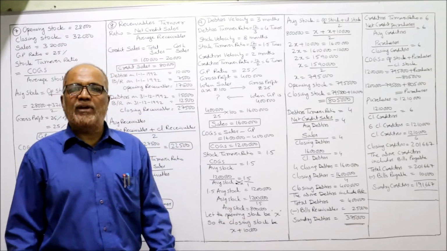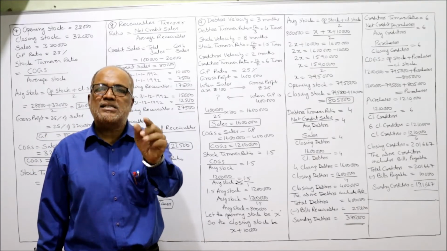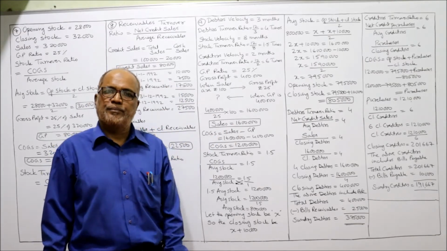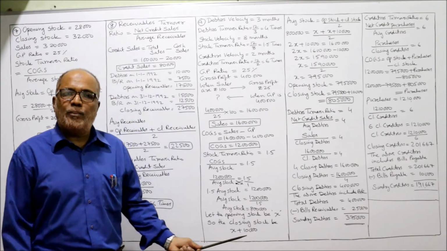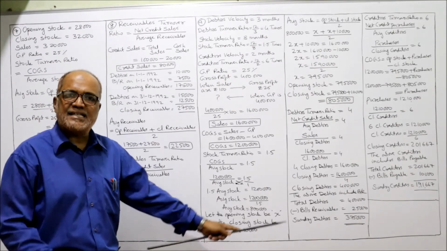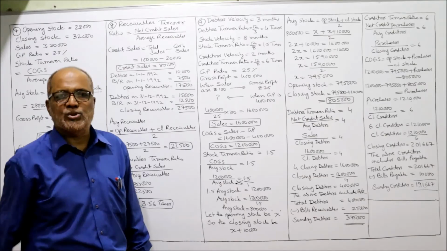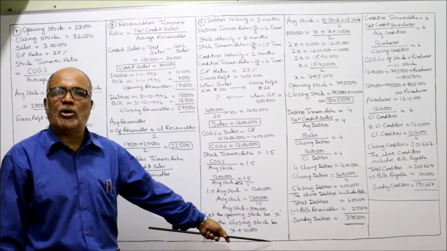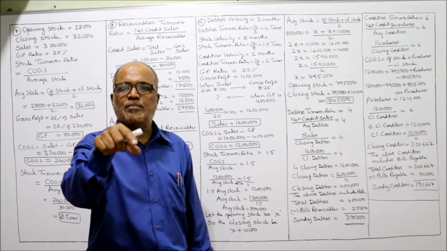Opening stock is not given, and it is given in the problem that closing stock is 10,000 rupees more than opening stock. We suppose the opening stock to be rupees X. Then closing stock will be X plus 10,000. Whatever the opening stock, you add 10,000 to get the closing stock. So opening stock is X rupees, closing stock is X plus 10,000.